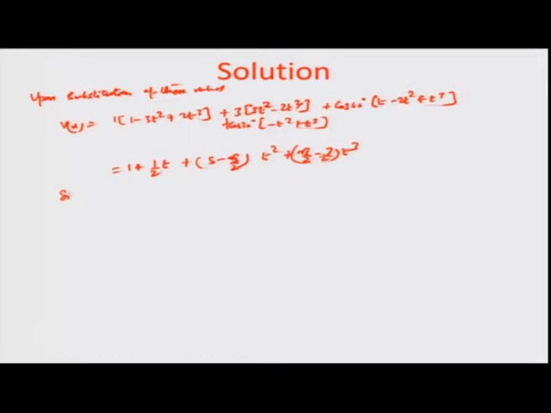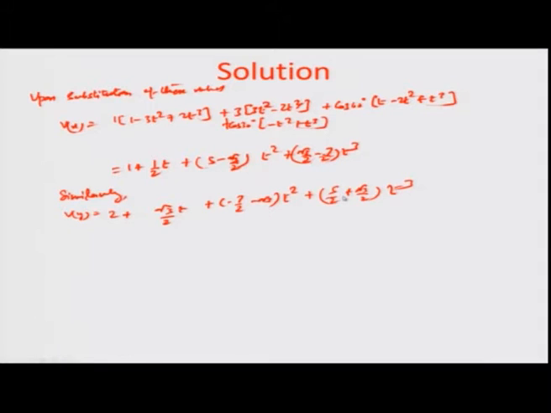And similarly, in case of V y(t), we can write down as 2 plus root 3 by 2 t plus (minus 7 by 2 minus root 3) t square plus (5 by 2 plus root 3 by 2) t cube.